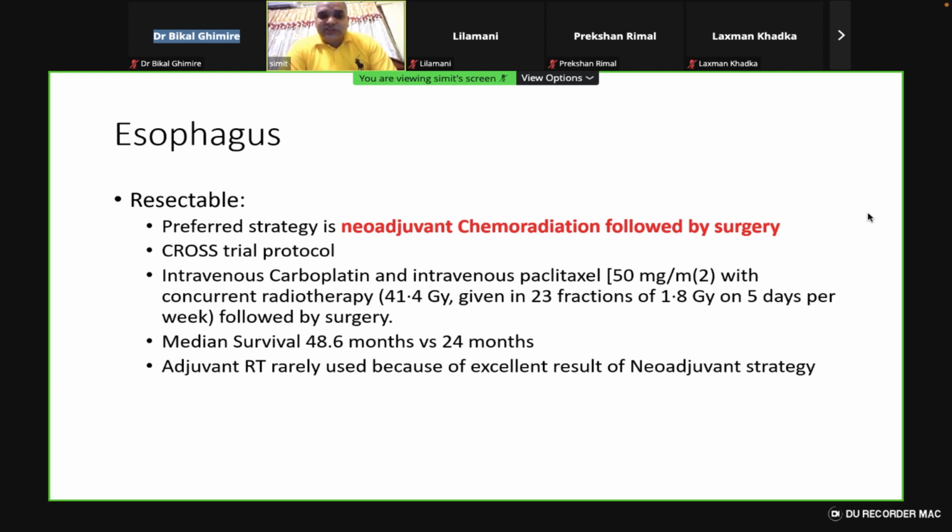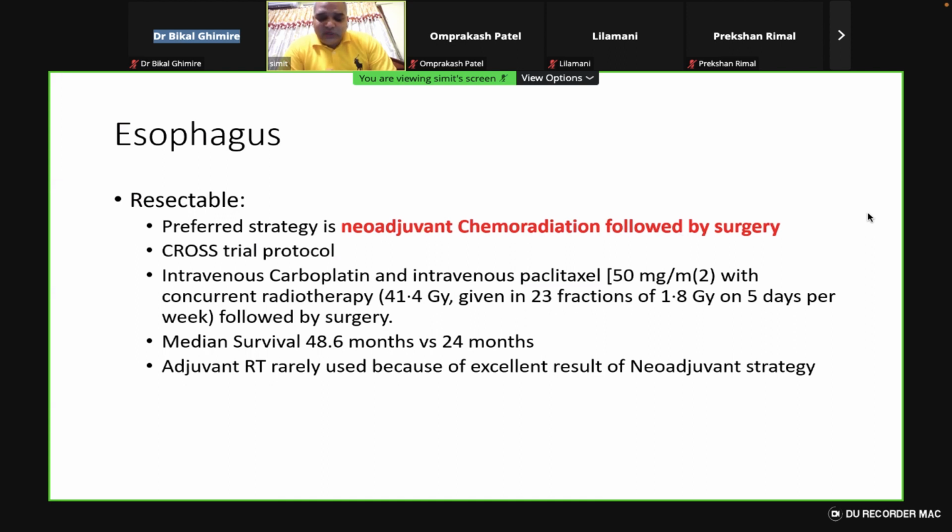So coming to esophagus, we have to first differentiate whether it is resectable or unresectable. In resectable esophagus, the current standard of treatment is neoadjuvant chemoradiation followed by surgery, and the most common protocol uses the CROSS trial protocol. Here we give radiation 41.4 Gray in 23 fractions with carboplatin and paclitaxel weekly. There is an overall survival advantage of 48.6 months compared to 24 months with surgery alone.